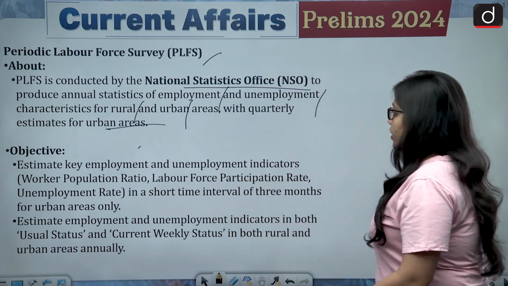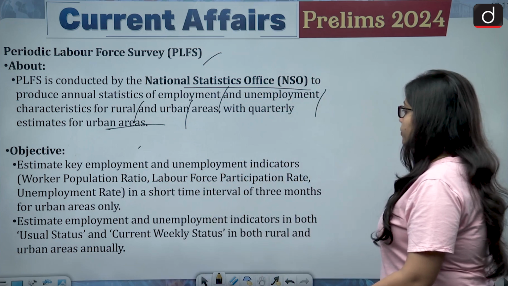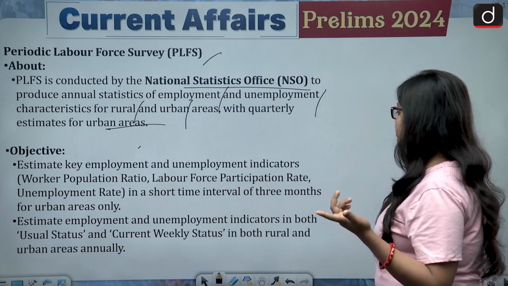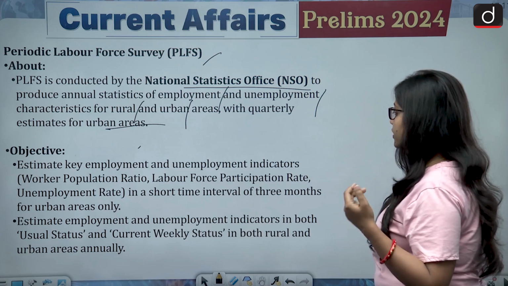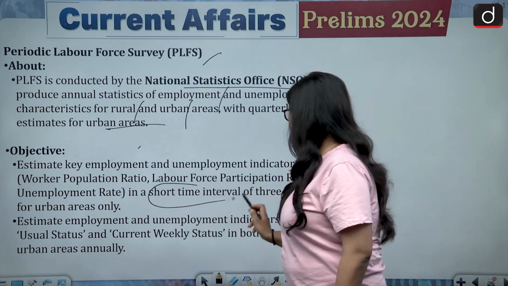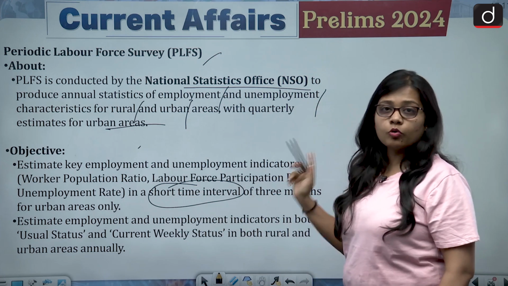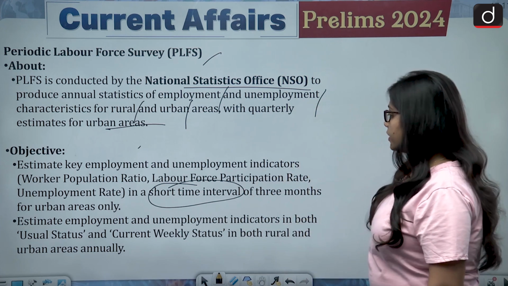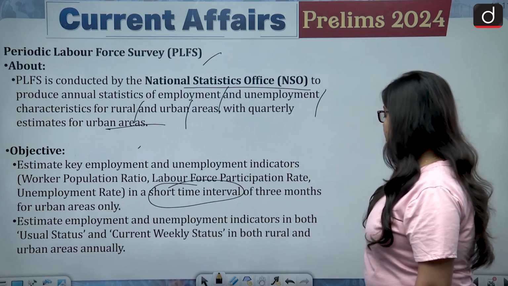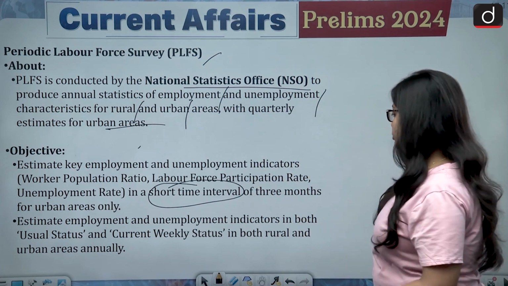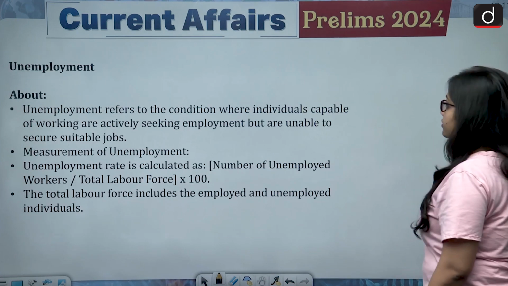Objective: estimate key employment and unemployment indicators like worker population ratio, labour force participation rate, unemployment rate in a short time interval of 3 months for urban areas only. So this is for only urban areas. Estimate employment and unemployment indicators in both usual status and current weekly status in both rural and urban areas.